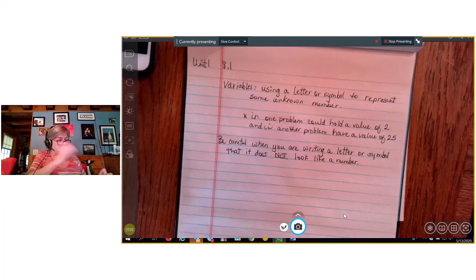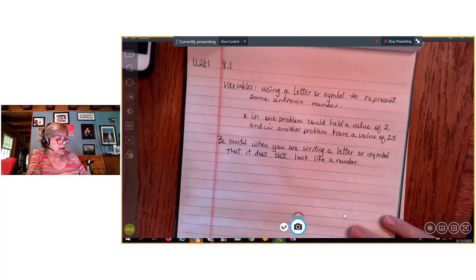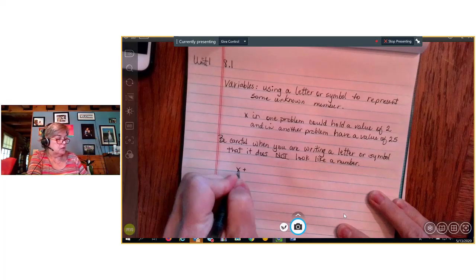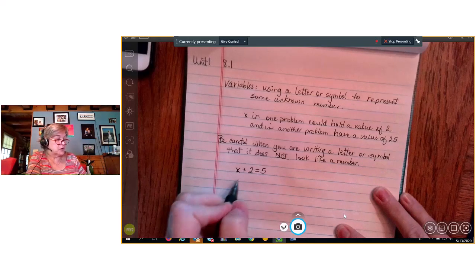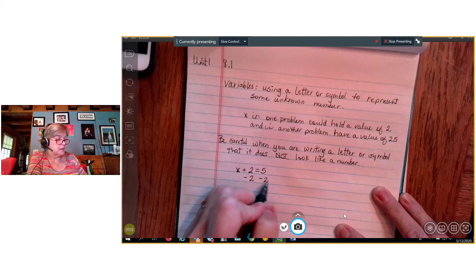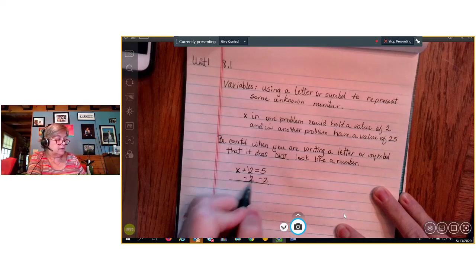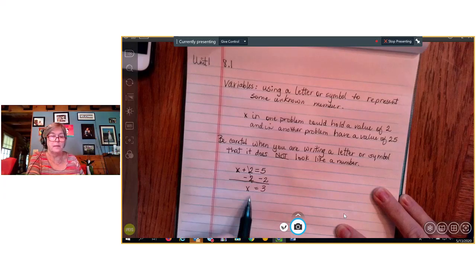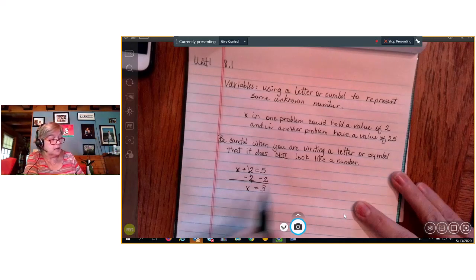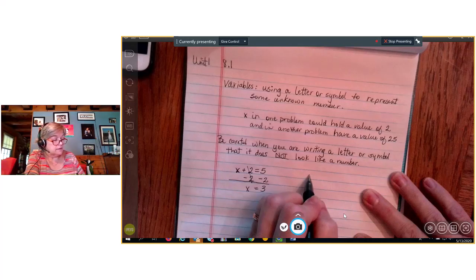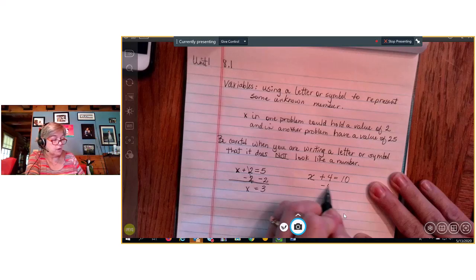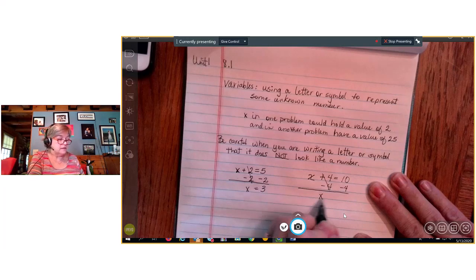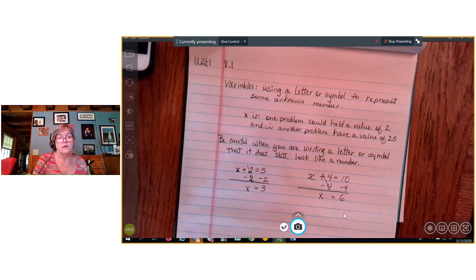So an example would be if I have x plus 2 equals 5, and we know that we have to subtract a 2 from both sides, and then we have x equals 3. So in this problem, our x is going to have the value of 3. If I have a problem that is x plus 4 equals 10, and I subtract the 4, then in this equation, x is going to have a value of 6.